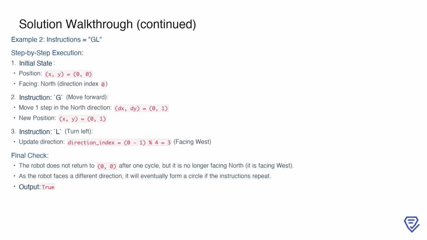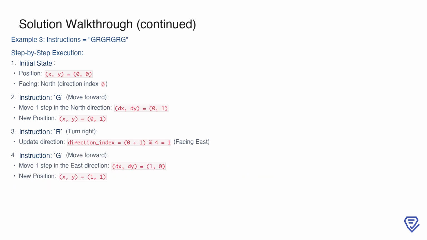At this point, we perform the final check. The robot does not return to the starting position, but since it is no longer facing north, we know that if the instructions were repeated, the robot would eventually form a circle. Therefore, the output is true. In the third example, the instructions are GRGRGRG.